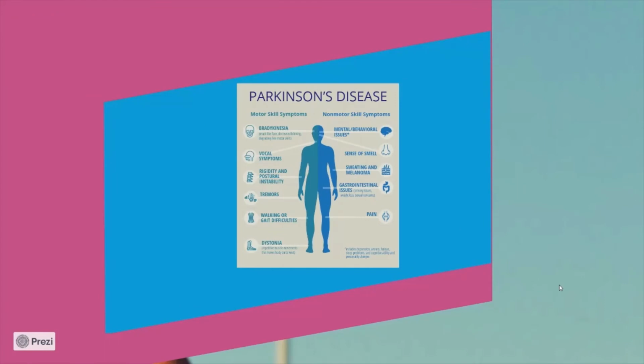Parkinson's disease is a disease caused by the lack of dopaminergic neurons in the basal ganglia, especially in the substantia nigra. It involves various symptoms including bradykinesia, vocal symptoms, rigidity and postural instability, tremors, walking or gait difficulties, dystonia, mental and behavioral issues, loss of sense of smell, sweating and melanoma, and gastrointestinal issues and pain.